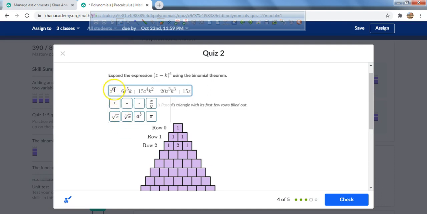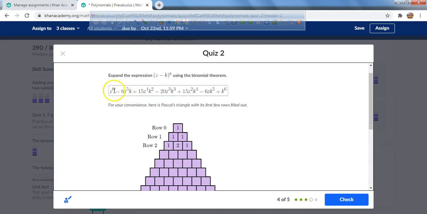You saw me mess up, so you need to check. That goes from 6 to 5 to 4 to 3. Now we're to the 2. My apologies. Wish I could go back in time and change that. Okay. Minus 6 z k to the power of 5, and then put plus k to the power of 6.